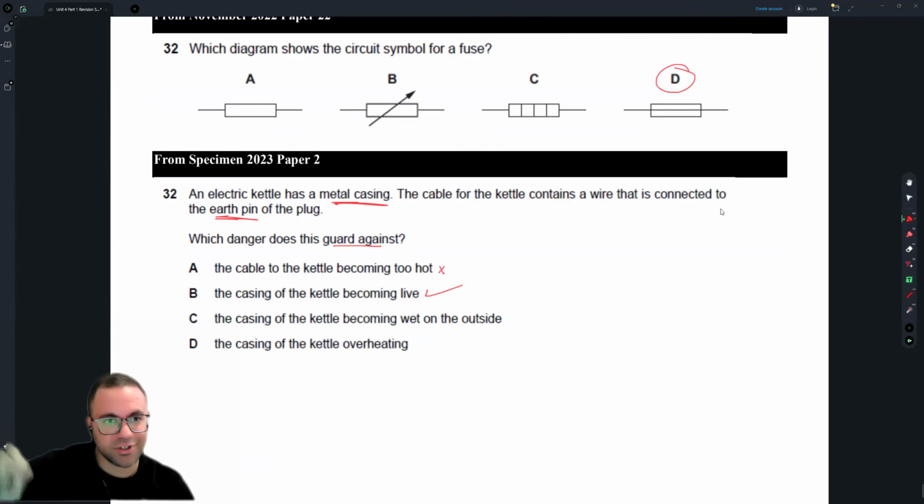I've gotten shocked before. It's not a nice feeling at all. The casing of the kettle becoming wet? No. It's supposed to be wet. The casing of the kettle overheating? No, that's not the issue. The issue is you getting electrically shocked.